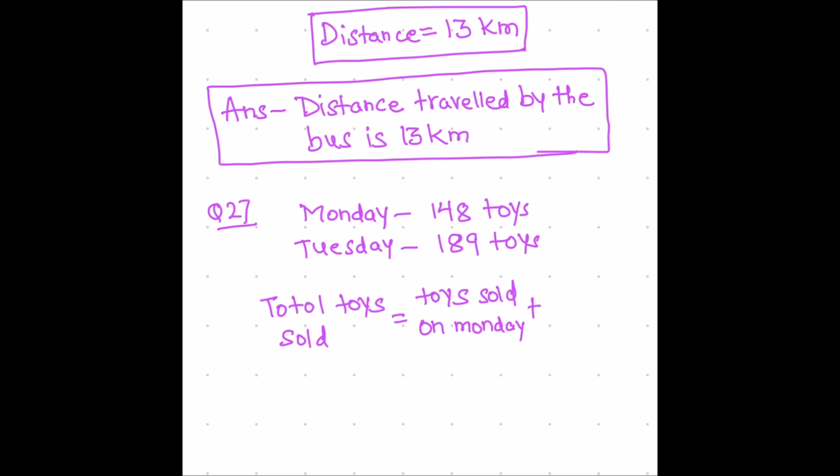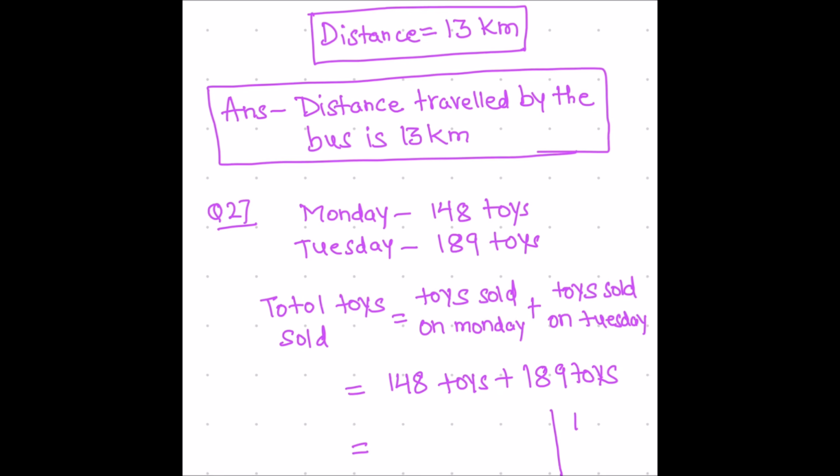As it is a 4-mark question, you should write it like this. Everything should be written neatly and explained. And toys sold on Tuesday. So toys sold on Monday is 148 toys plus toys sold on Tuesday is 189 toys. So let's add the two numbers here. 148 plus 189.